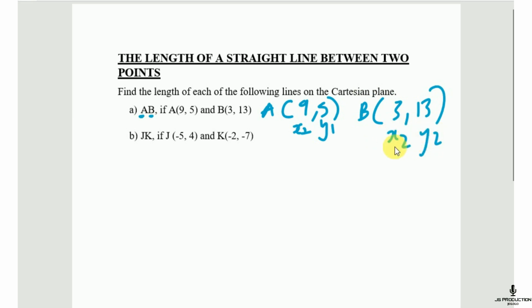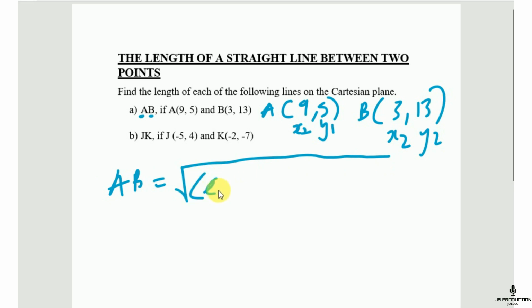And from this we can write the equation. So that's going to be line AB is equal to the square root of x2 minus x1 squared, then plus y2 minus y1 squared.